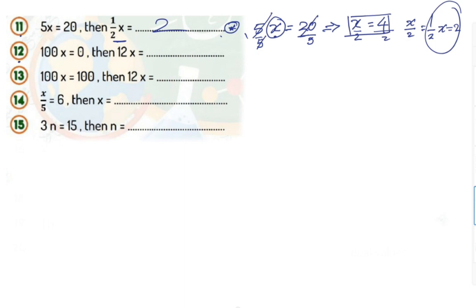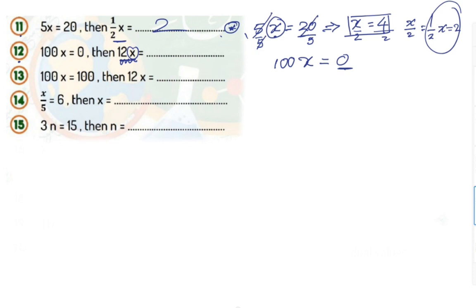Okay, point number 12. You have 100x equals 0. Then 12x equals what? The same idea. I have 100x equals 0. So I need the value of 12x. So start to find the value of 1x, then multiply it by 12. If I multiplied it by 100, it gives me what? It gives me 0. Of course, it's 0.